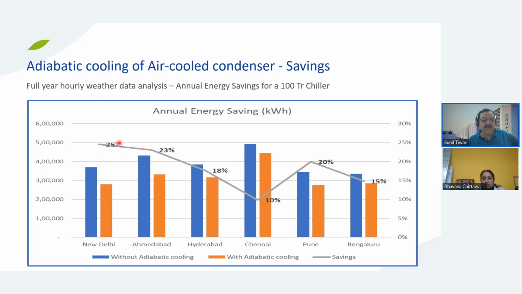So it's for New Delhi. We are talking of annual saving of 25%, Ahmedabad 23%, Hyderabad 18%. So like this it goes on. Even for a place like Chennai, it's a 10% saving in the annual energy consumption of an air-cooled chiller. So this is the kind of savings possible by adopting it.